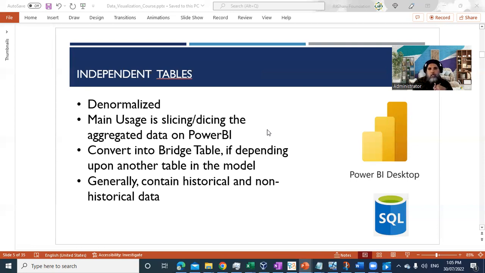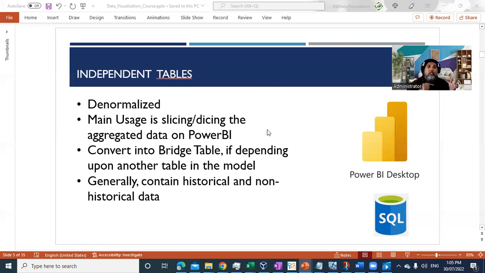So independent tables are used to provide those dimensions which slice that aggregation, and it will convert into a bridge table if it is depending upon another table, right? So imagine we have one table which is an independent table, like it is not depending on any other table. But what happened, there is a table which is depending on this independent table.